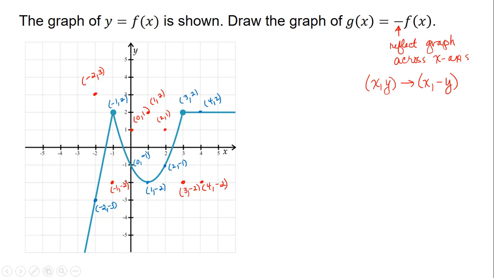So we need to draw the graph of this just flipped across the x-axis. And so we have this line that goes down through negative 2, 3 to negative 1, negative 2. And then we have a parabola that looks kind of upside down. It's going to start from this negative 1, negative 2 up through this 0, 1 up to the 1, 2, and then it's going to come back down and go to the point 3, negative 2, and then it's going to be a horizontal line segment, or ray rather, to the right of the 3, negative 2.